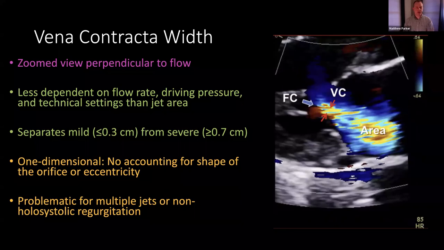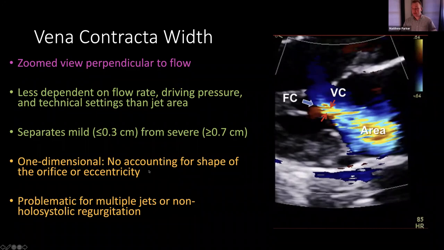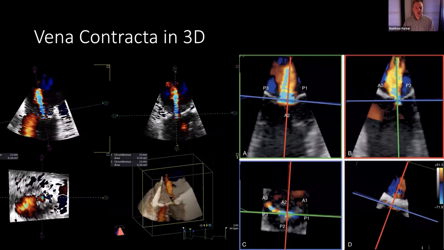But it's really just one dimensional. It's not accounting for the shape or eccentricity of a jet. There's no way for it to handle the problem of multiple jets or timing of jets. It's just giving you the peak opening. But like other things, once we go from 2D to 3D, we get away from a lot of our limitations and get to see the truth as it really is, as the philosophers would say.